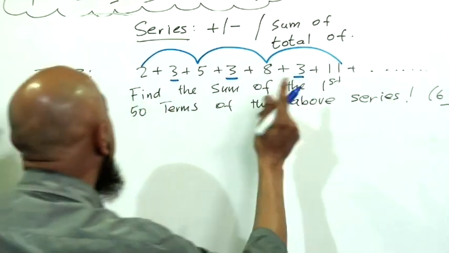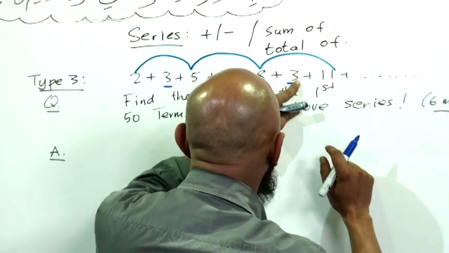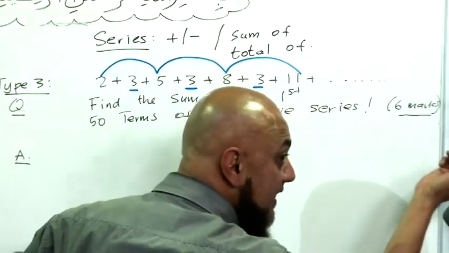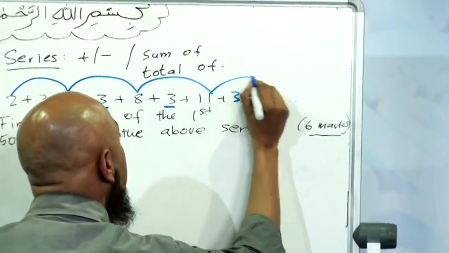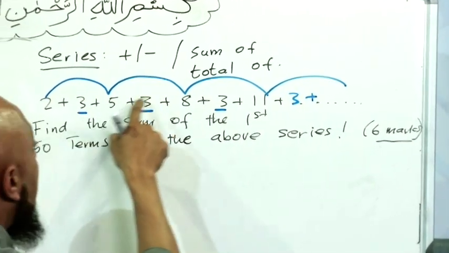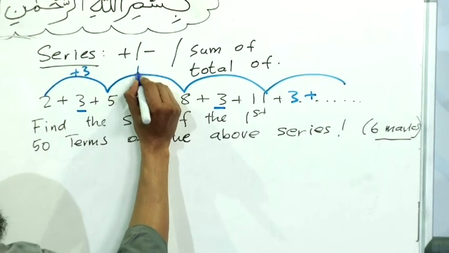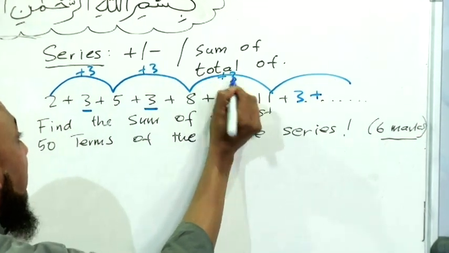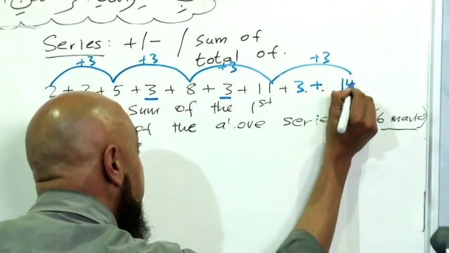So now obviously we know 2 plus 3 plus 5 plus 3 plus 8 plus 3 plus 11 plus, what's the next number going to be? Obviously 3. Now what is your common difference between 2, 5, 8, 11? It's plus 3 also. Plus 3, plus 3, plus 3. Obviously your next term is going to be 11 plus 3, which is 14.